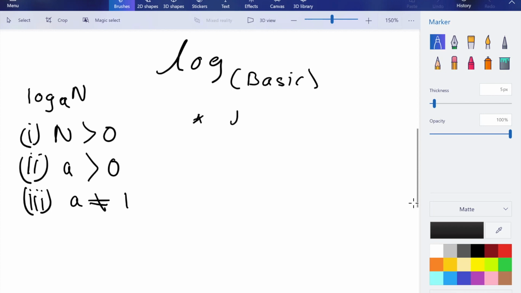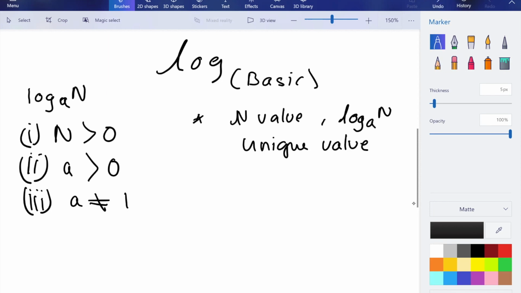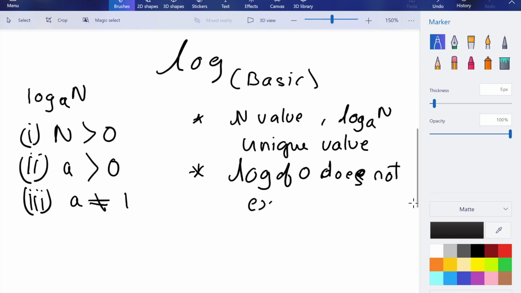Let's take a few notes from this. For any given value of n, log of n to the base a has a unique value. It always has a unique value. Log of 0 does not exist. Now we might be asking, why does log of 0 not exist?